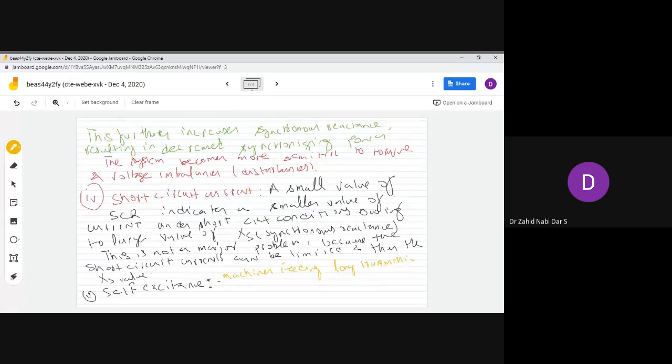Machines feeding long transmission lines should not be designed with a small SCR. Okay, should not be designed with a small SCR. Why should they not have a small SCR?